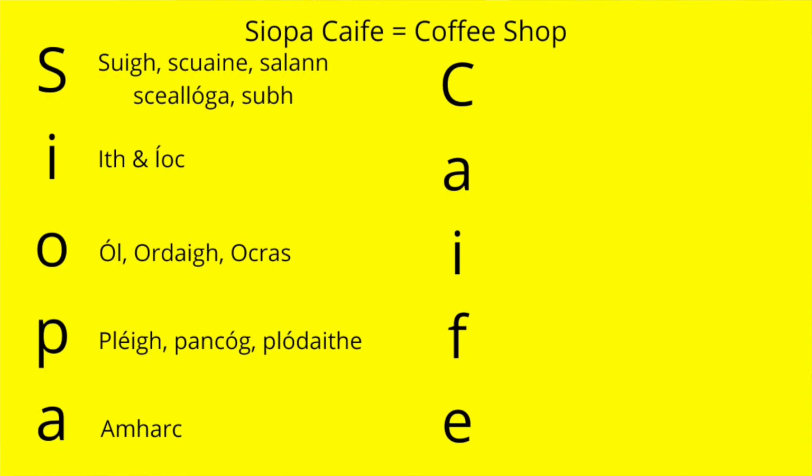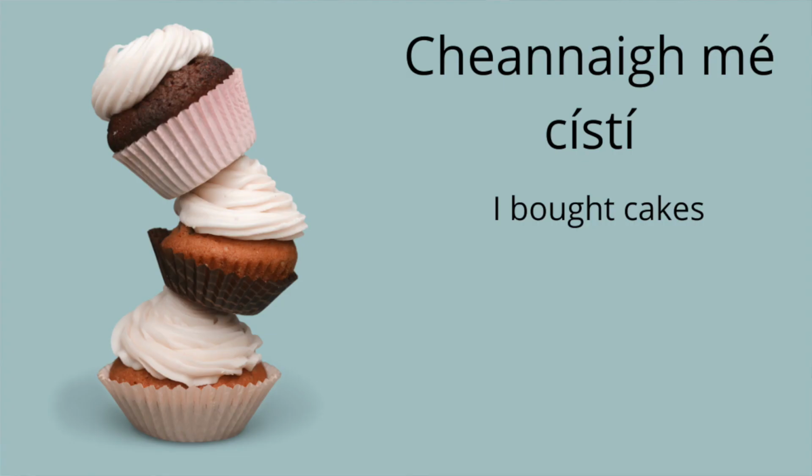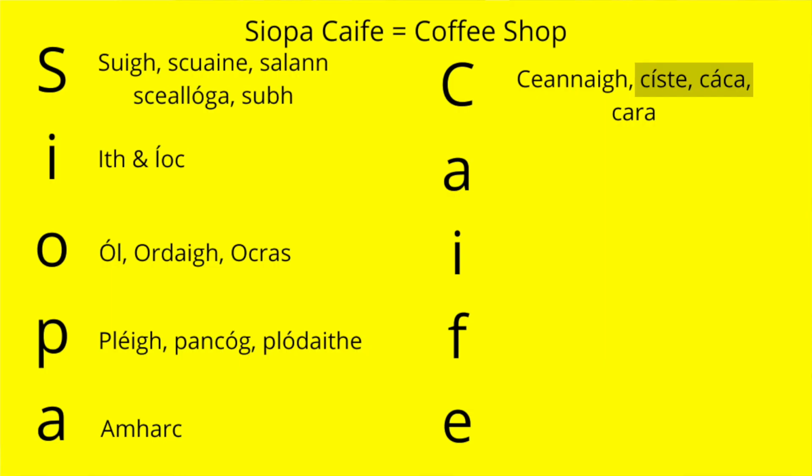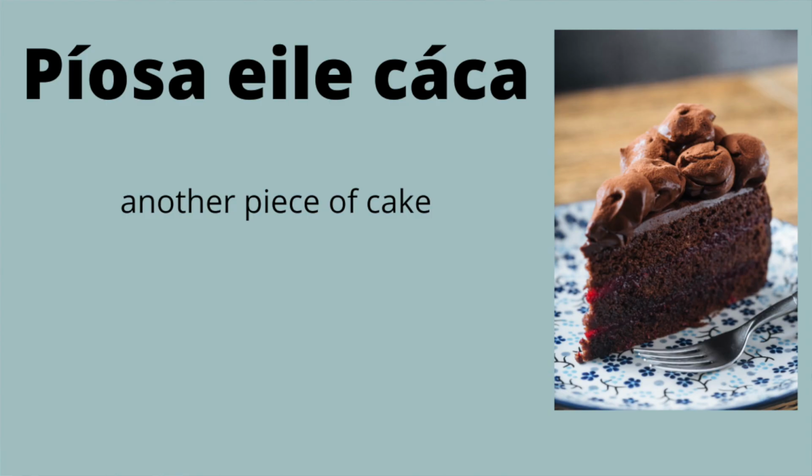Moving on to C then. Canig is another really useful verb here. Canig is to buy. So for example, Canig me kishti. I bought cakes. Kishte and caca can both mean cake. For example, pisa ella caca. Another piece of cake.